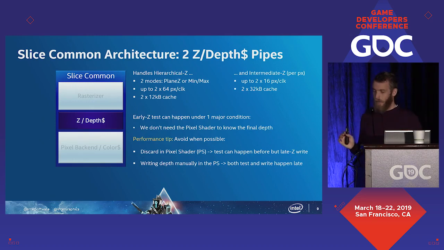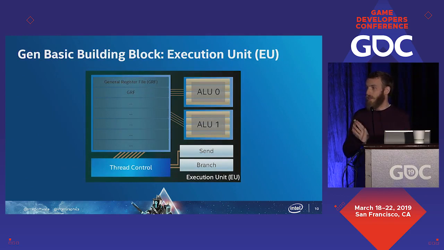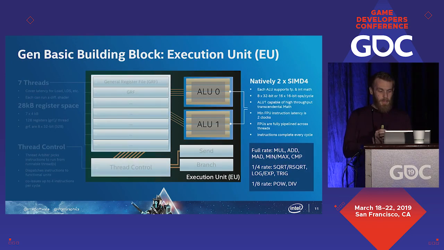So now that we have pixels and we've gotten rid of as many hidden pixels as possible, we can start doing the pixel shading. And this is done in our compute blocks, which are called the execution units. Gen11 has 64 execution units. Execution units are here to execute math, right? So let's dive into how we're doing math.